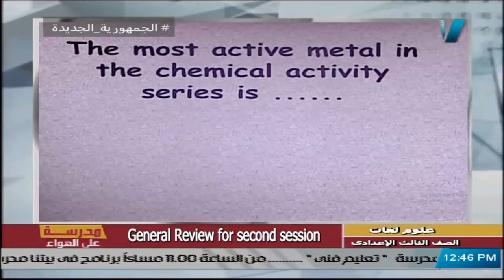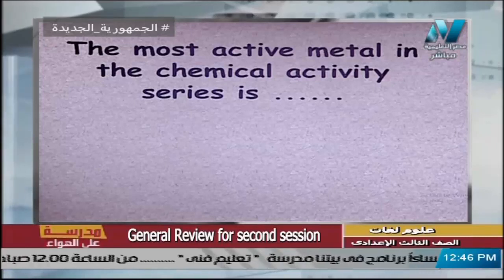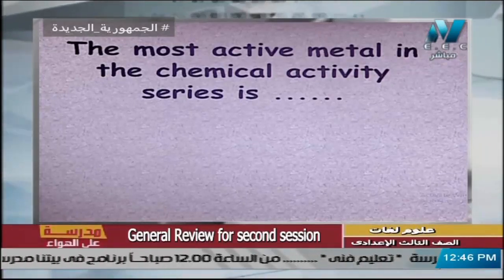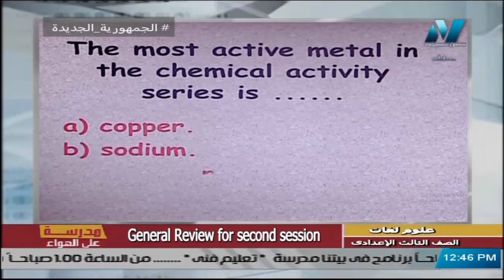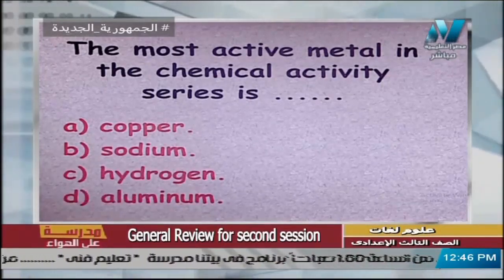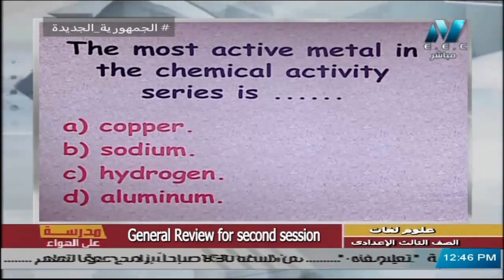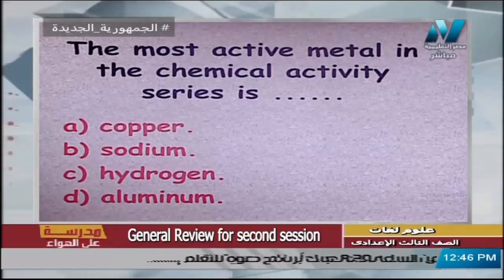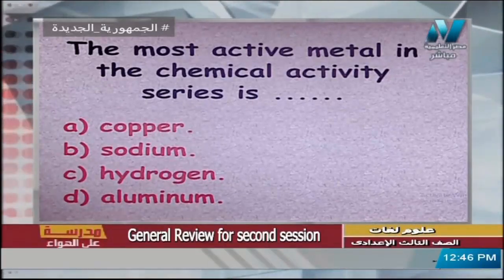The most active metal in the chemical activity series. The most active metal in the chemical activity series is what? Is copper, sodium, hydrogen, aluminum. The most active metal in the chemical activity series is, sure, it will be sodium. The most active metal in the chemical activity series is sodium.